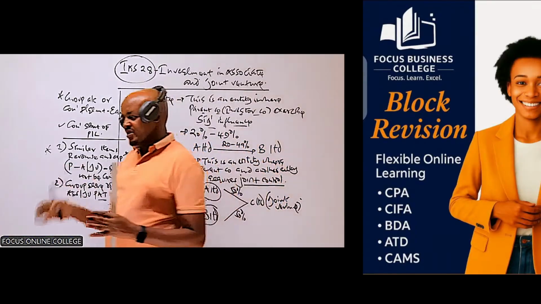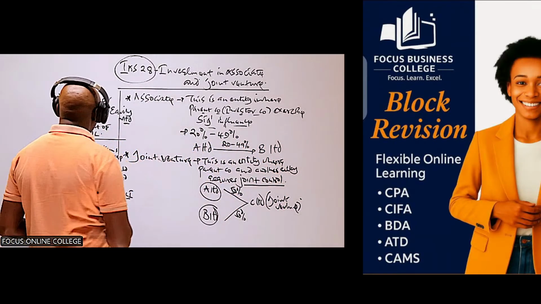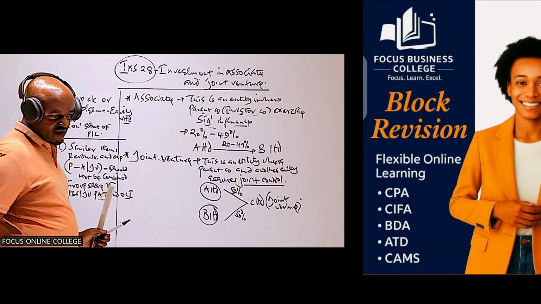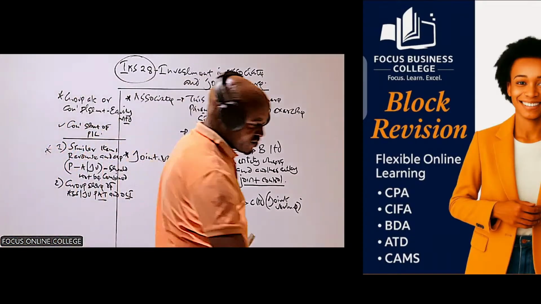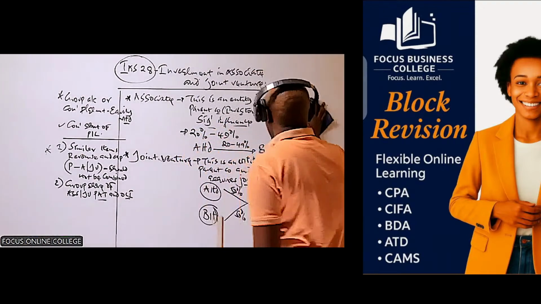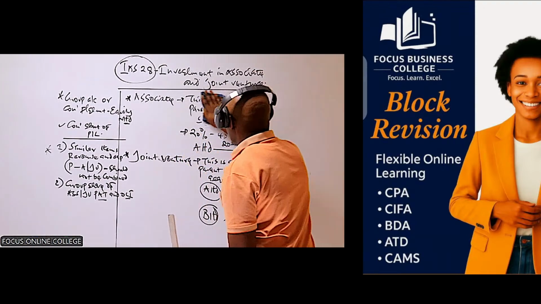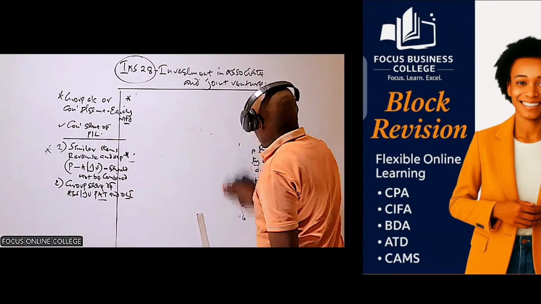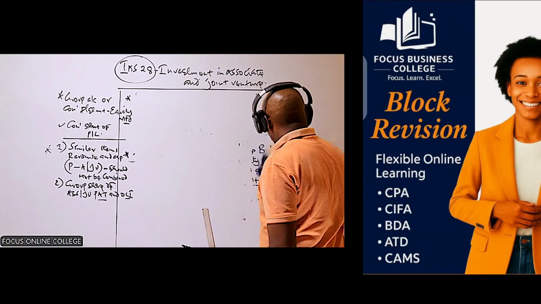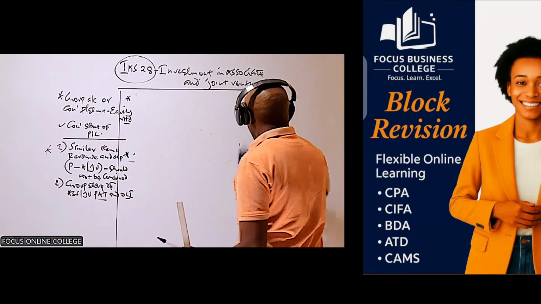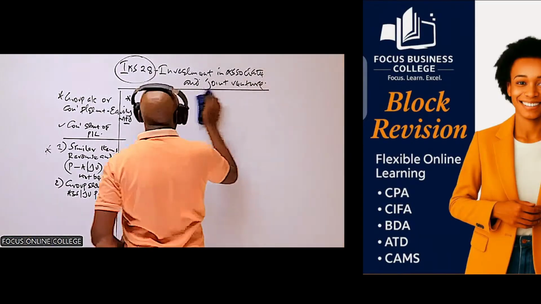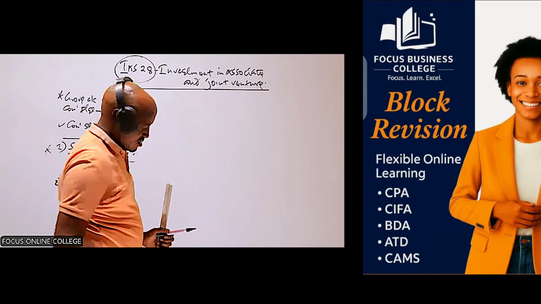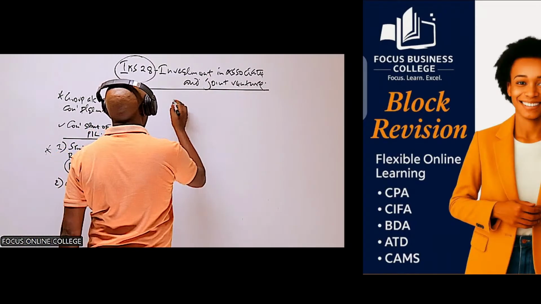Instead, what we include here is the parent company share of the associate or joint venture profit after tax and other comprehensive income. Then from there, let's look at how this method is applicable when it comes to the preparation of the consolidated statement of financial position.